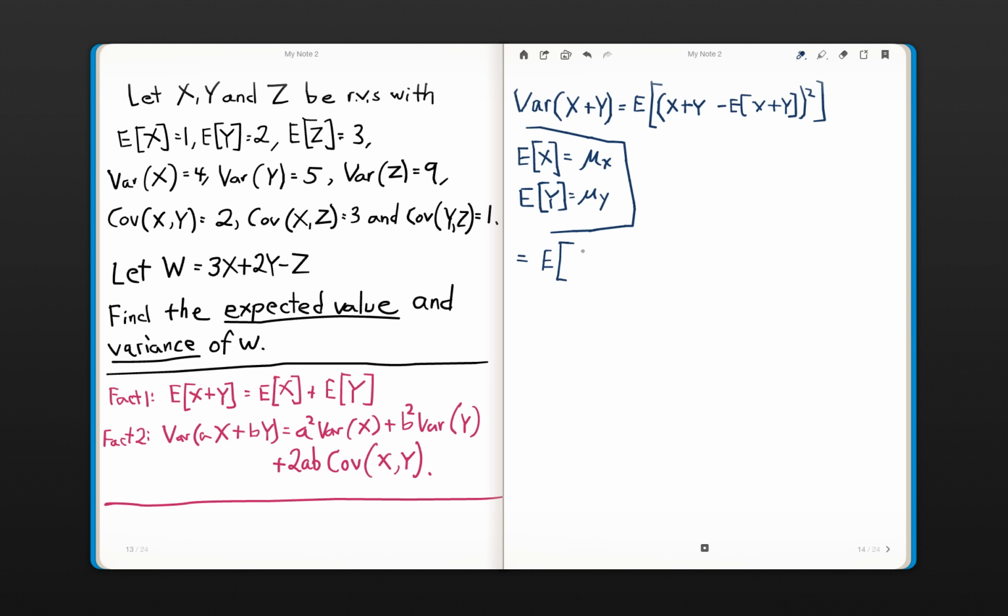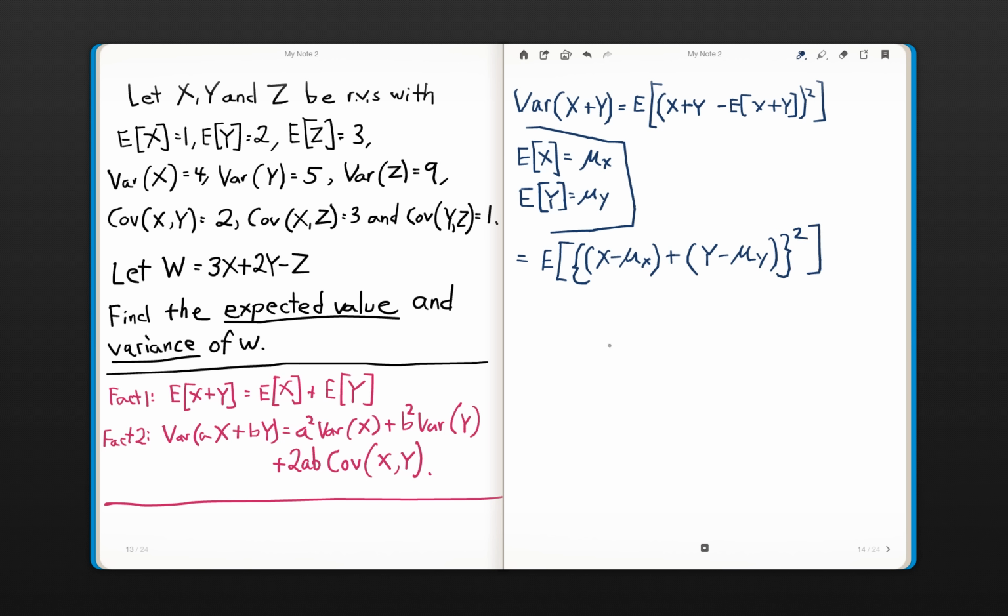And so this then would be equal to x minus mu sub x plus, now check me on this to make sure that the algebra works out, y minus mu sub y. Okay, now I need a huge brace there, like that, and squared. Okay, that looks a little busy, but it's correct.